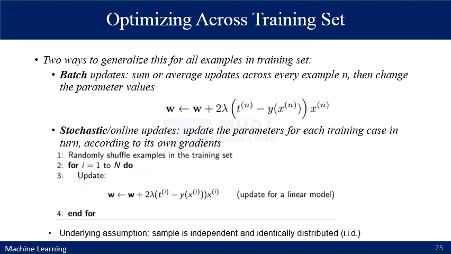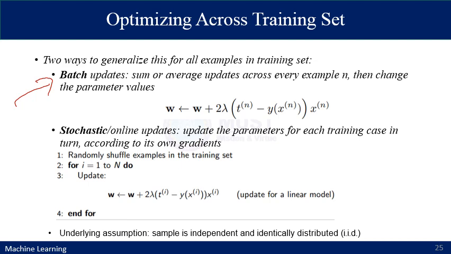So to implement gradient descent, you have two methods to generalize this for all of the examples in the training set. The first method is to use batch gradient descent.